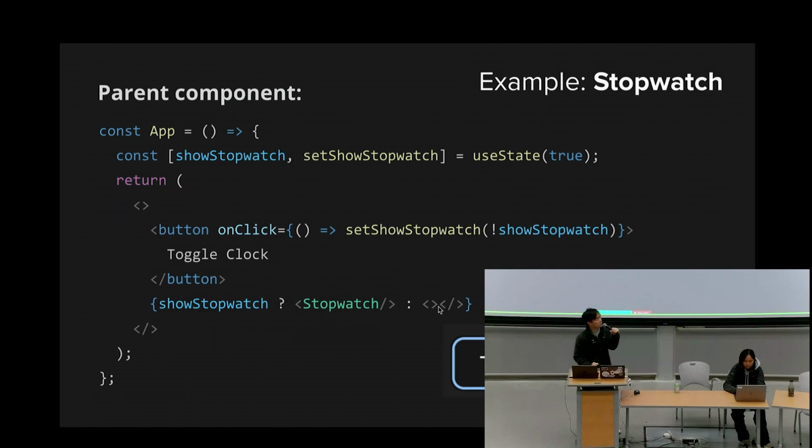And take some time to look at the code, process what's going on here. We have a button, and that button on click will set showStopwatch to whatever it wasn't. So if it was true, it would become false, and if it's false, it would become true. And that has the text toggle clock.